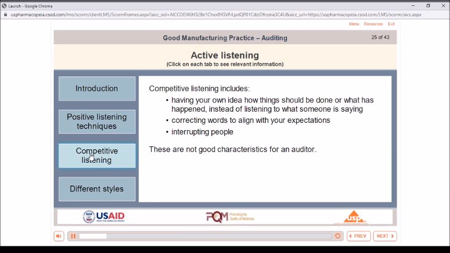Competitive listening. Competitive listening includes having your own idea how things should be done or what has happened instead of listening to what someone is saying, correcting words to align with your expectations, and interrupting people. These are not good characteristics for an auditor.